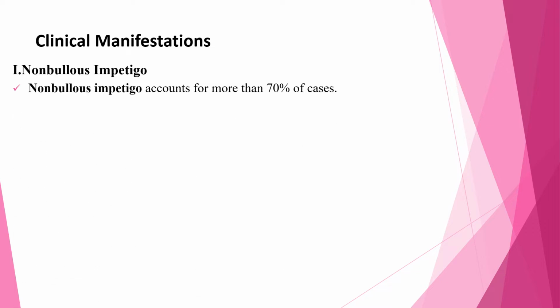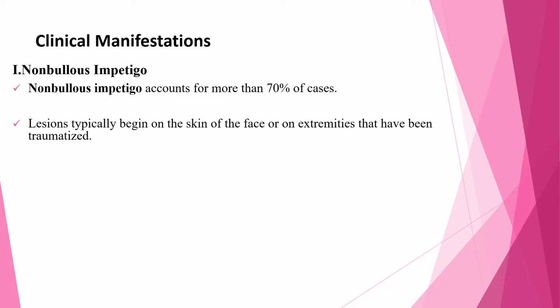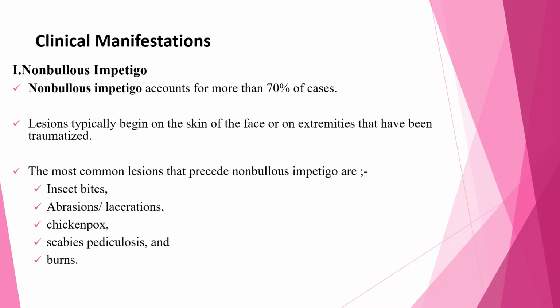When we look at the clinical manifestation of impetigo, non-bullous impetigo accounts for more than 70% of cases, whereas the bullous type is responsible for around 30% of cases. In non-bullous impetigo, lesions typically begin on the skin of the face or on extremities that have been traumatized. The most common lesions that cause trauma to the skin and predispose a child to non-bullous impetigo include insect bites, abrasions, lacerations, chickenpox, scabies, and burns.